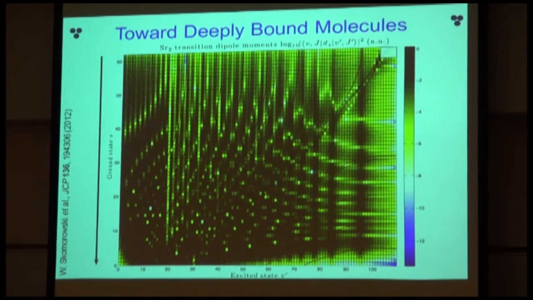So basically, that's really not the right color scheme, but that doesn't matter. These are all Franck-Condon factors, or actually all transition dipole moments, from all the ground state levels in our molecule to all the excited states within that manifold. And everything I've shown so far has been confined to this little rectangle because we were working with weakly bound molecules. But luckily, a lot of the strong transitions recur all the way to very deeply bound molecules.